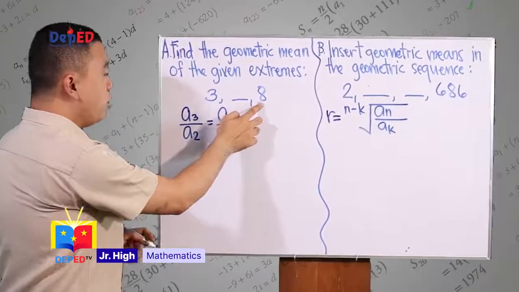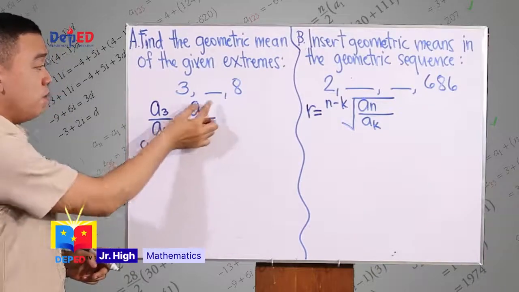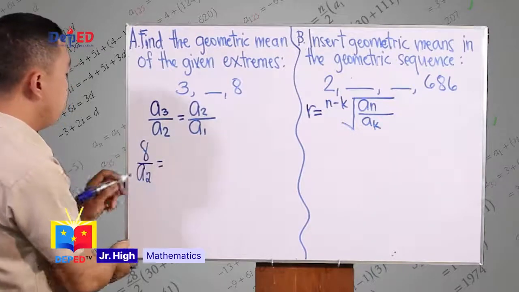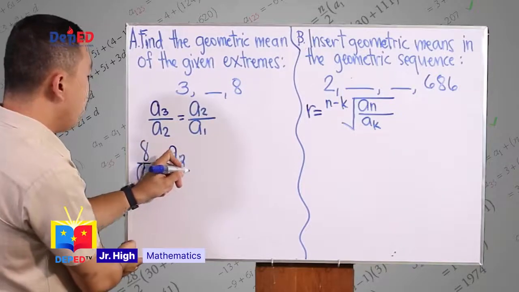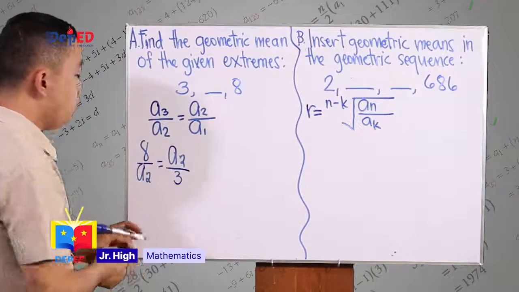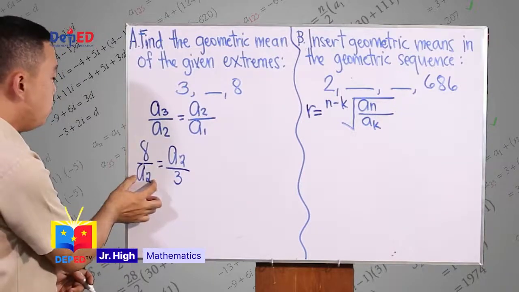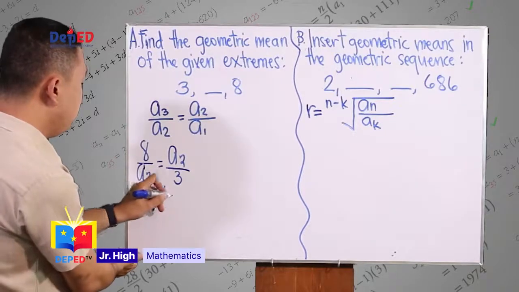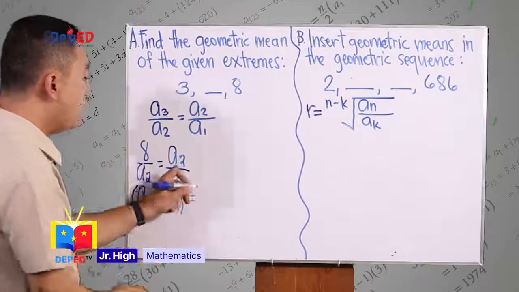Our a sub 3, or the third term, is 8 divided by the second term, which is still unknown, so we will just copy a sub 2, is equal to a sub 2 again, unknown, just copy, divided by our a sub 1, or the first term, which is equal to 3. Now, let's cross multiply these terms. You have a sub 2 times a sub 2 is equal to 3 times 8.